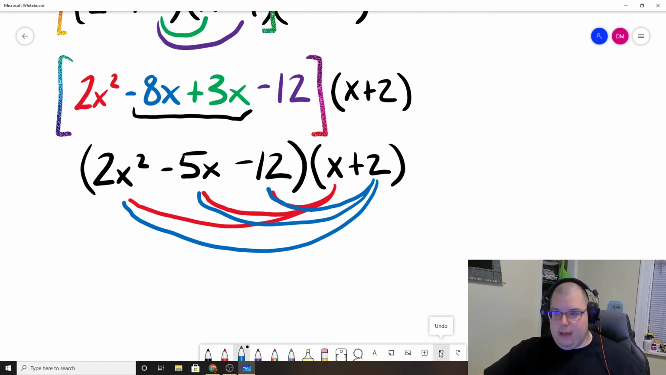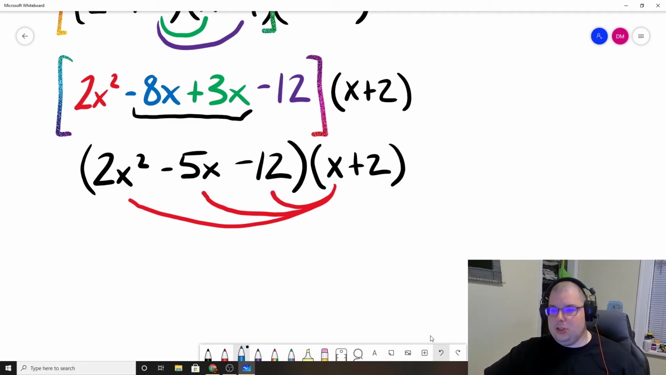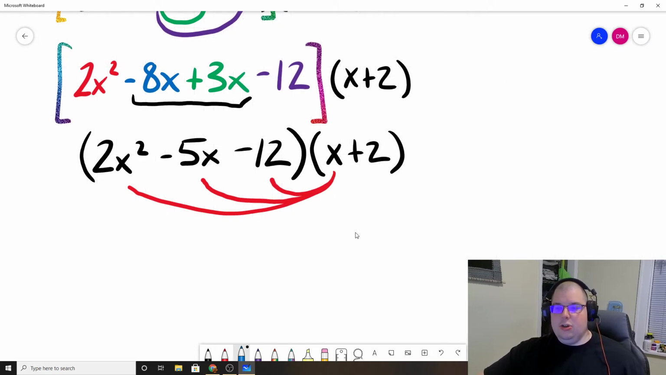And I've been doing math for a long time. It's still something I like to do, to just double check that I've paired each term up with every term in the other polynomial. So let's start with doing the x times every term in the front polynomial, that trinomial. So x times 2x squared is 2, oh, but I'm writing in blue, we gotta switch back to the red. X times 2x squared is 2x cubed.